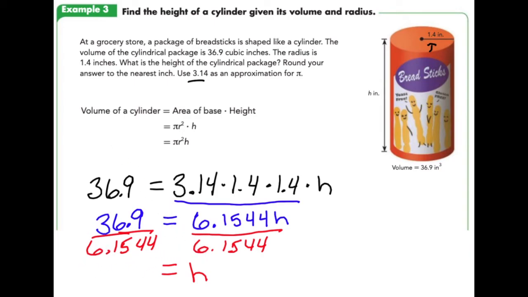We're going to round to the nearest inch, and when we figure this out, we get a pretty long number here, but we get 5.99, and if we were to round that up to the nearest inch, we're looking at this tenths place. That 9 is going to bump that 5 up to a 6. So when it says what is the height of the cylinder or of the breadsticks package, we could say it's approximately 6 inches. We could say it is about 6 inches.